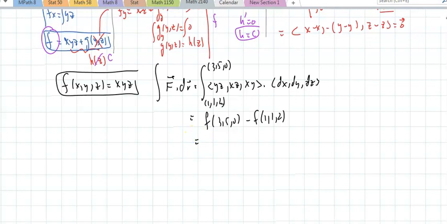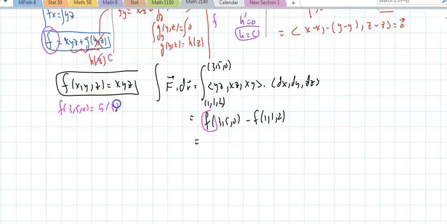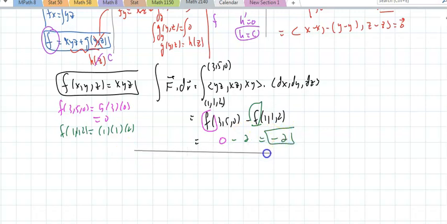And that would be, well, what is f of (3,5,0)? Isn't that 5 times 3 times 0? That's a 0. And what is f of (1,1,2)? Isn't that 1 times 1 times 2? Which is 2, and that would be a negative 2. And there it is. Instead of doing all of that work and taking the path, I can just evaluate it, end minus beginning, and that's that.